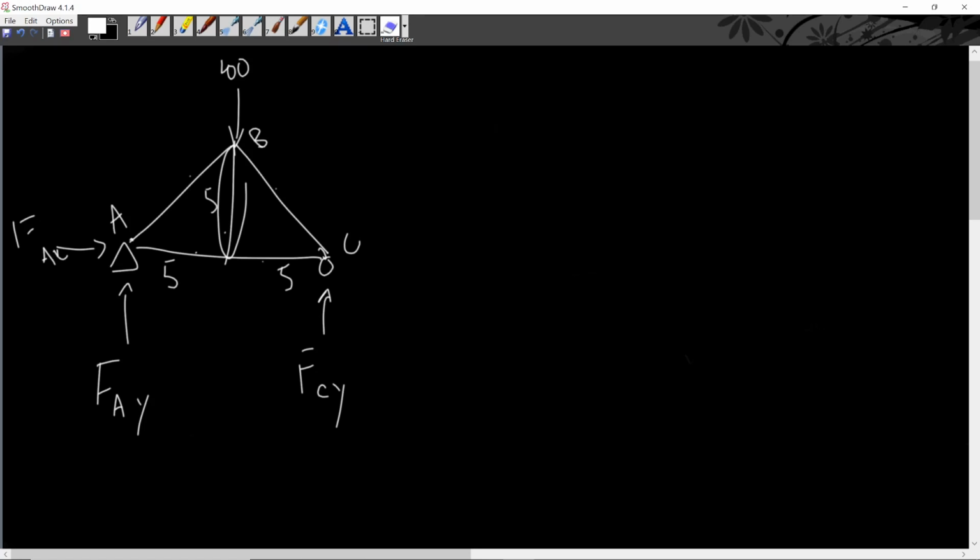So let's write down everything that we know. We know that the sum of the forces in the x direction should equal 0. The sum of the forces in the y direction should equal 0. And the sum of the moment forces should equal 0 as well.